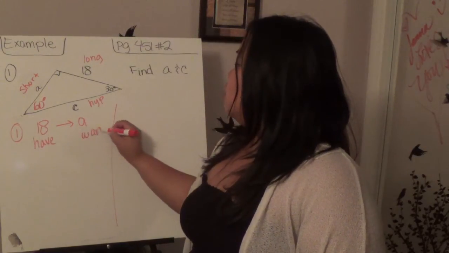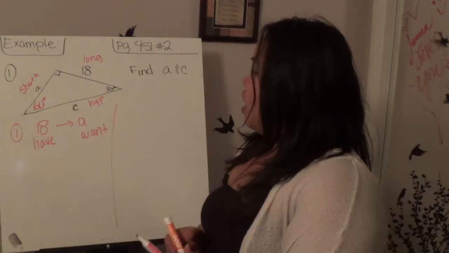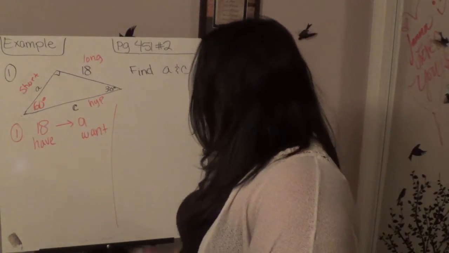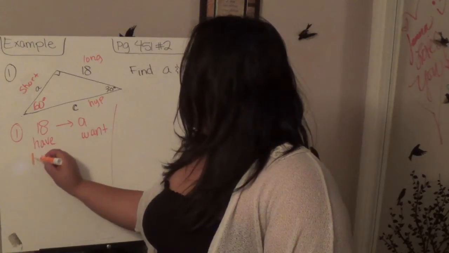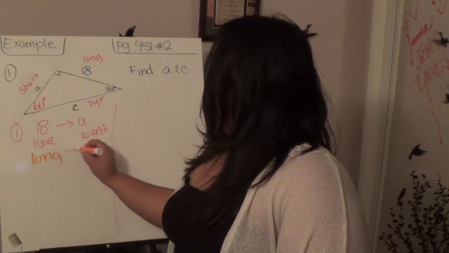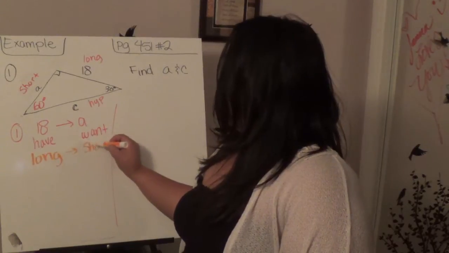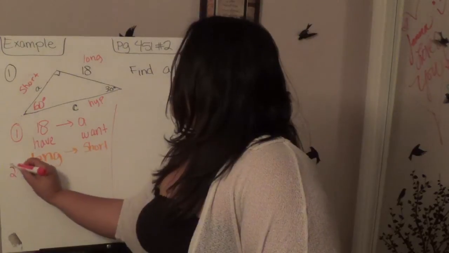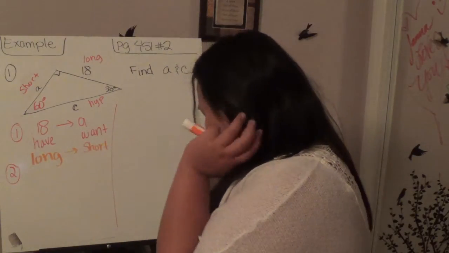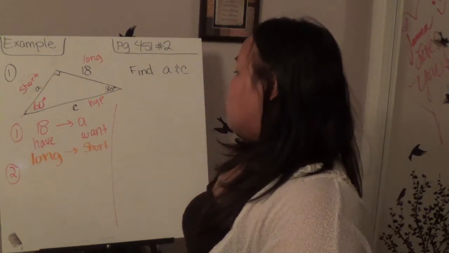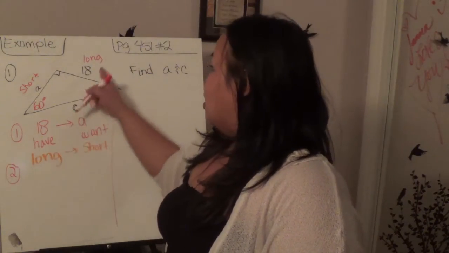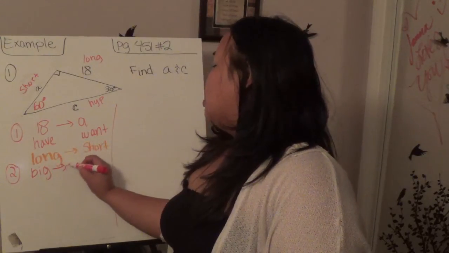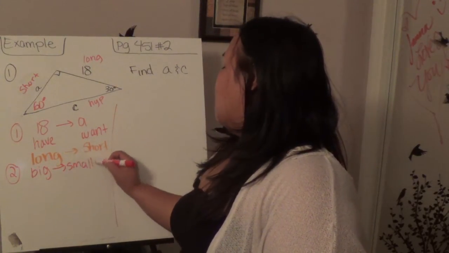So I have 18 and I want to find A. That means the first step is to find the direction. This 18 is my long leg, and I want to find my short leg. Okay? The second step is deciding between big to small or small to big. This is long to short. The longer side is bigger than the shorter side, so I'm going big to small. So I'm going to be dividing.